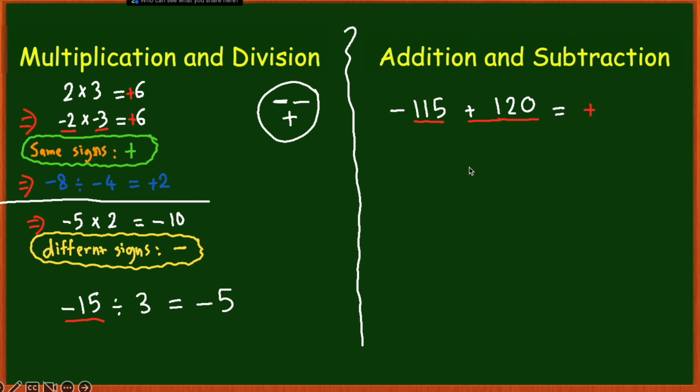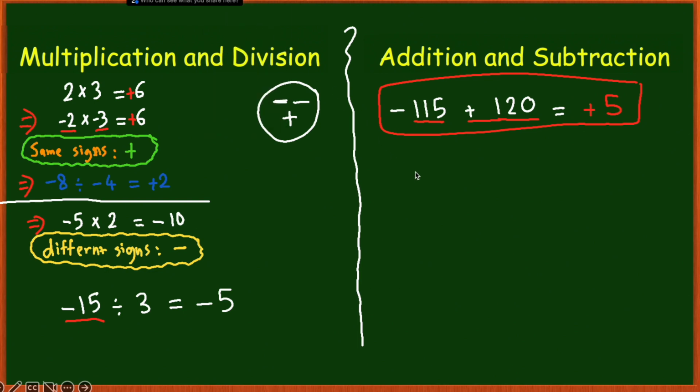Now, do they have same signs? No, they have different signs. Because they have different signs, we need to find the difference. What's the difference between 120 and 115? It's just a 5. Check. 115 plus 5 is 120, and 120 minus 5 is 115. Okay, that's it. That's our answer here.